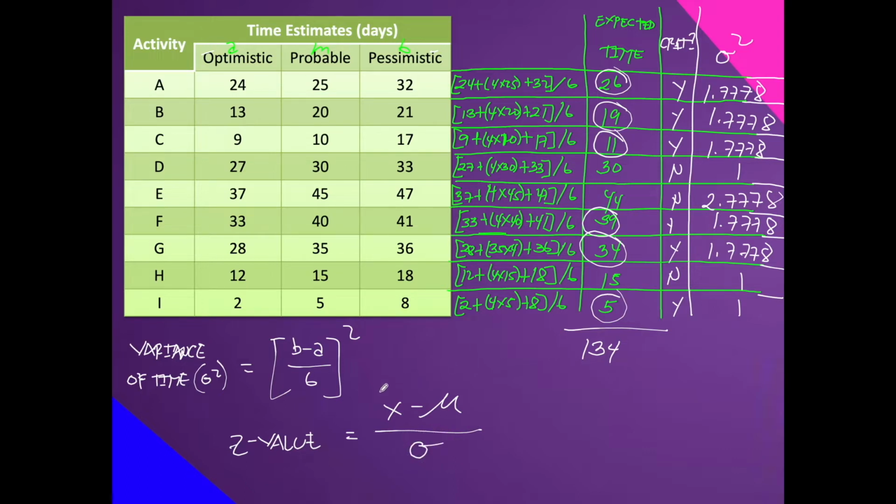Now, ano tong X? So, X stands for specific na number. In our case, X stands for our due date, which is 140. Then, yung mu, yung nakuha natin na projected na 134. No, based ito doon sa mga naunang mga computation, of course. Ito yon, 134, divided by our standard deviation.